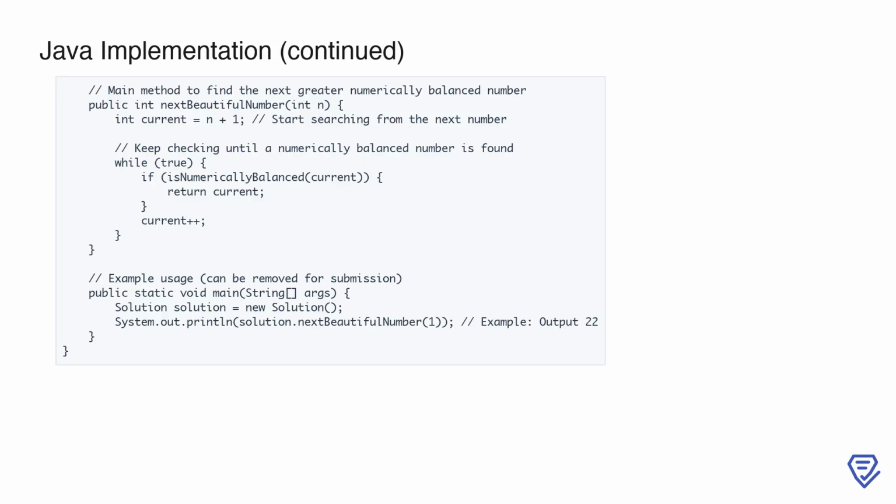Additionally, in the main method, we provide an example usage of the solution. Here, the input 1 is passed, and the output is 22, which is the next numerically balanced number after 1. This demonstrates how the code works in practice, though the example usage can be removed when submitting the solution.